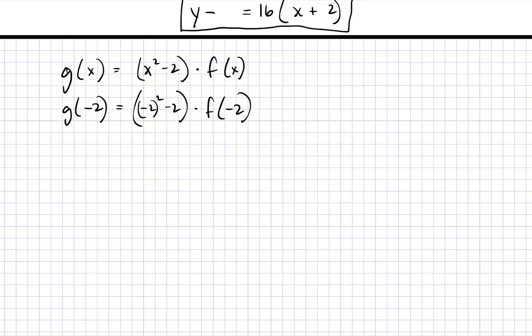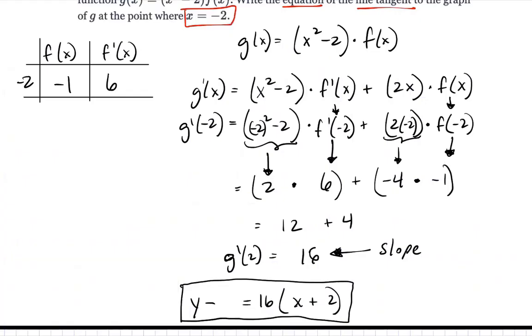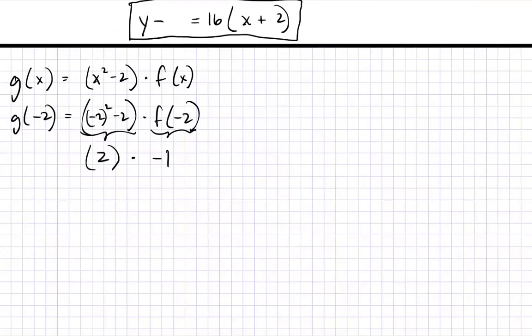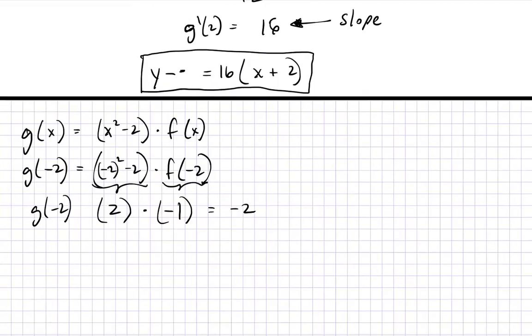Okay, so I can simplify this guy right here. Where is it? Right here, I can simplify. So -2 squared is 4, minus 2 is 2. F of 2, I got to go to my table. Or sorry, -2, f of -2 is -1. And I get -2. G of -2 is -2. Which makes a +2 when I plug in, and I'm done.